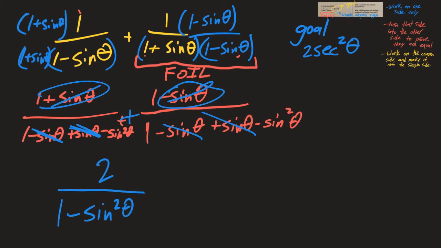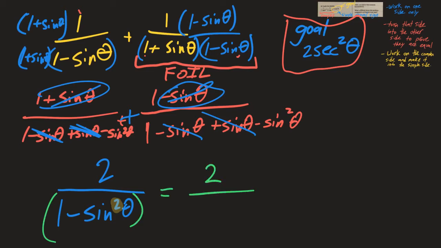Let's keep in mind our goal. My goal is this 2 secant squared theta. No fractions. There's no plus or minus signs in there. So my first thing is I see this square, and that's kind of giving me the red alert. Why don't I try using a Pythagorean identity? So what's going to happen is this statement right here is going to become cosine squared theta.